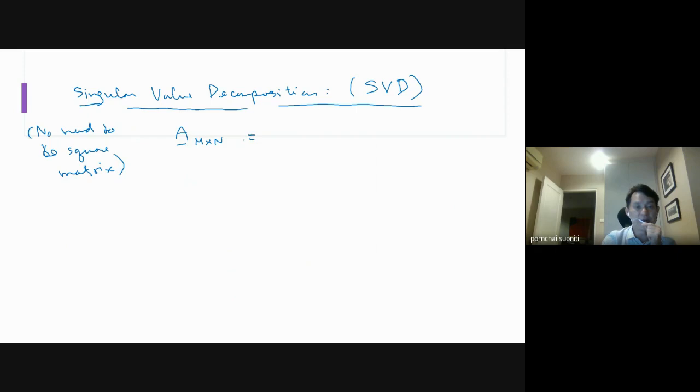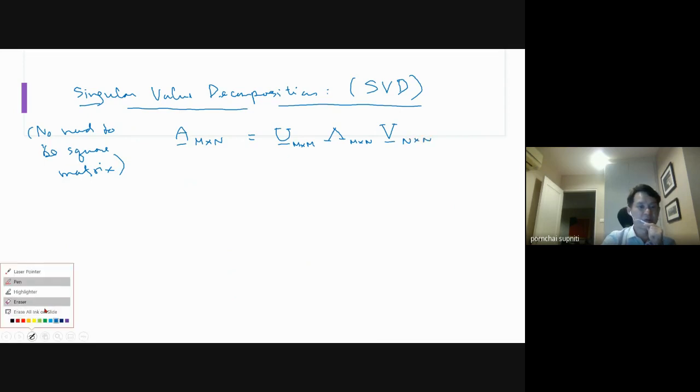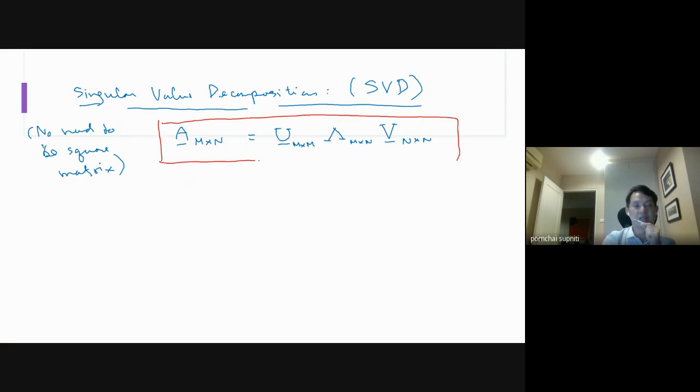So a matrix A with the size of m by n can be written as a matrix U, which is m by m, multiplied with the diagonal matrix with the size of m by n, and then multiplied with V, which has the size of n by n. Okay. So the form is still quite similar to what we saw earlier, but in this case, the dimension of the eigenvalue matrix is not a square matrix anymore. Okay.